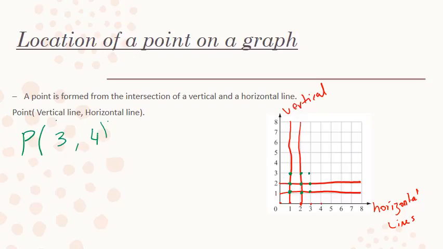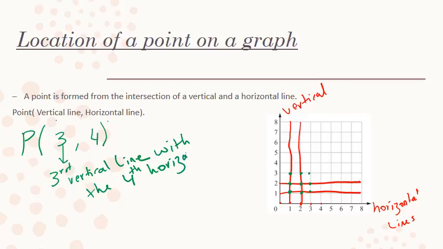When I say 3, 4, I mean that it is found on the intersection of the third vertical line with the fourth horizontal line. Let us check it together. Okay, let us look for the third vertical line. This is the third vertical line, and this is the fourth horizontal line. Where did they meet? This is the point. This is the point P.